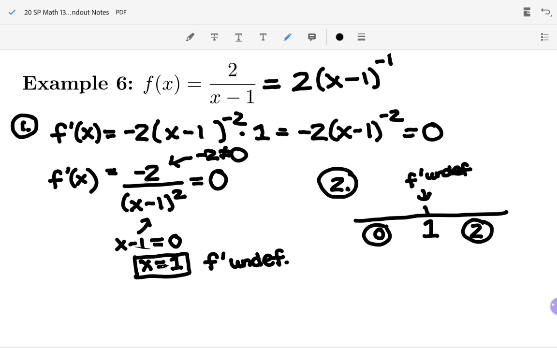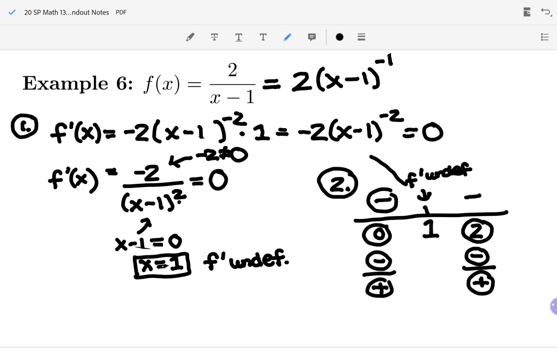So if we plug in 0 into the derivative, the numerator is always negative 2, so the top is always negative. The bottom, 0 minus 1, is negative 1, but negative 1 squared is positive. So at first, this function is a negative divided by positive. It's decreasing. Now I'm going to plug in 2. The numerator of my derivative is negative. The denominator is 2 minus 1, which is 1. 1 squared is going to stay 1. So I get a negative divided by positive again. It's negative.